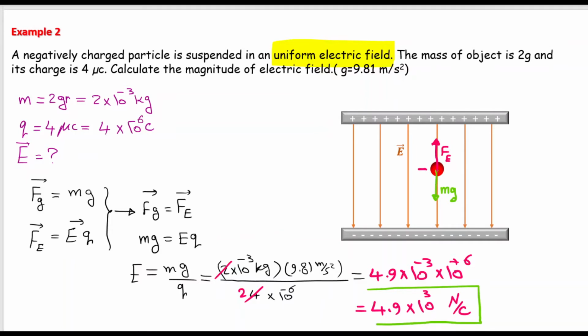You may face this problem in your examinations or whatever. The teachers may convert this negative to positive and just flip the side of the electric field. The process is quite the same, and that's it.